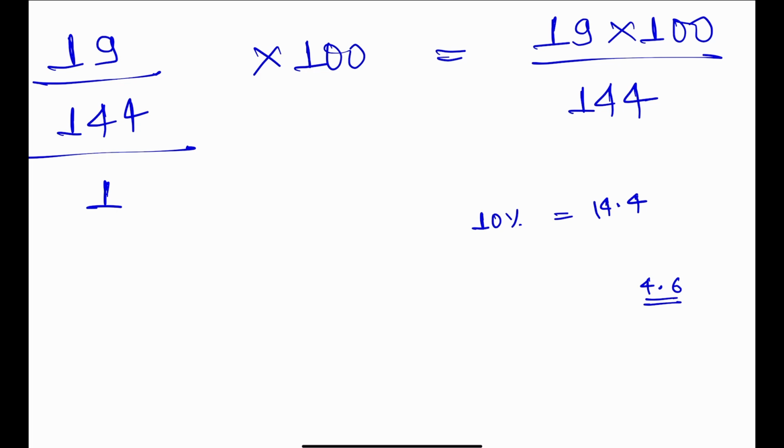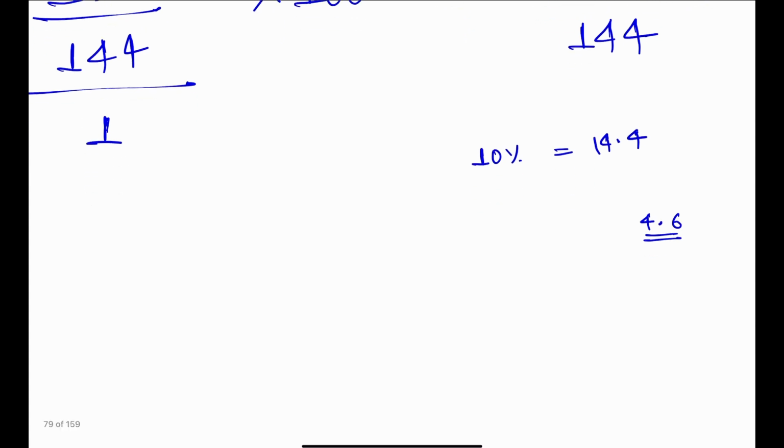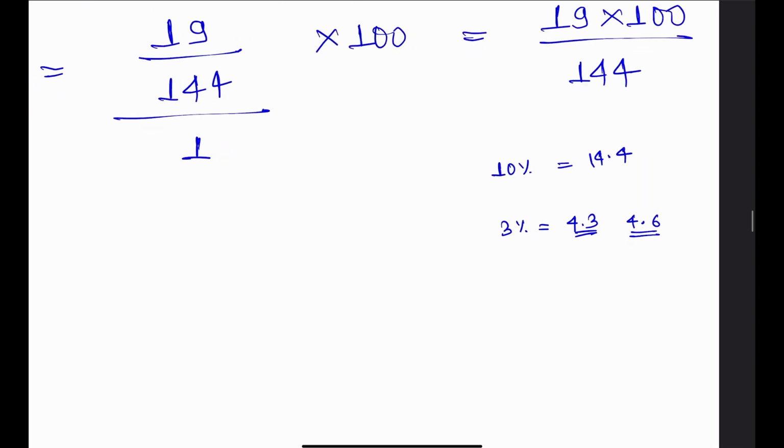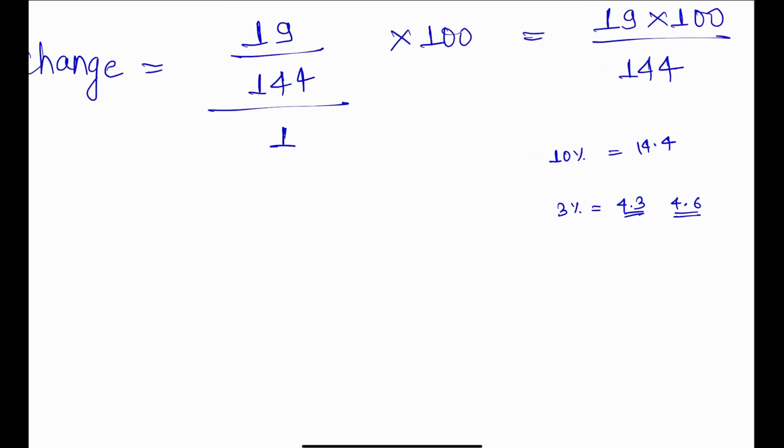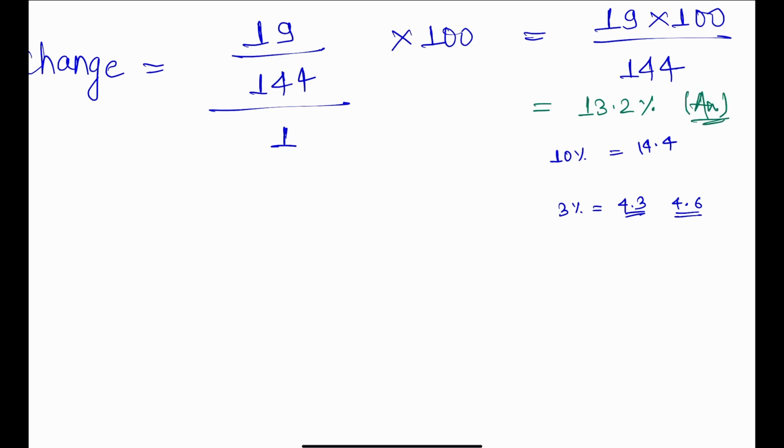So 4.6, 14 into 3. If I see 14 into 3, 3%, it will be 4.3 something. So I can say it is somewhat around 4.3, right? And 0.3 is again there, so 4.31 approximately I can say. This will be something equal to 13.2 or 13.1 will be the answer for this question.